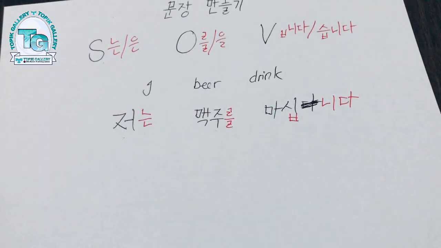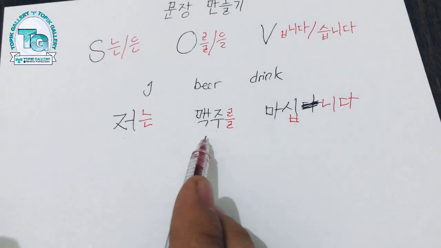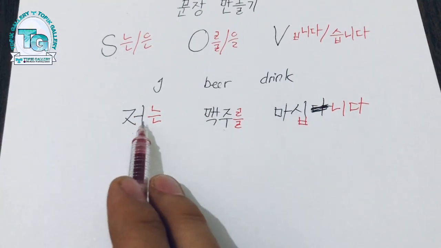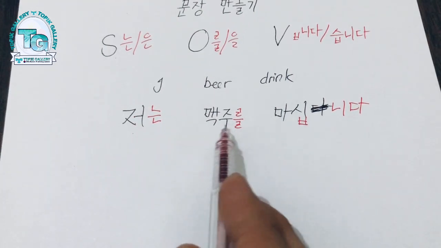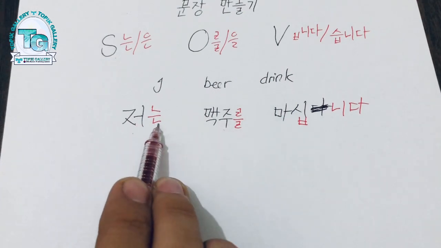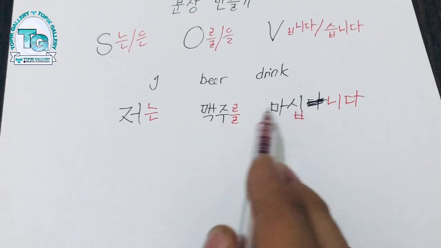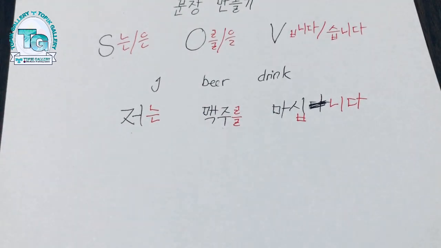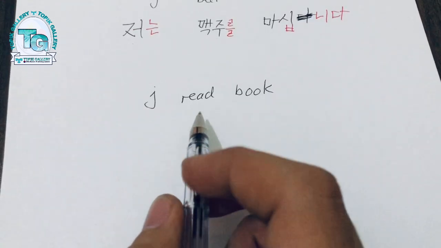And this is our complete sentence, guys. 저는 맥주를 마십니다. So, I drink beer. In Tagalog, "Umiinom ako ng beer." So that's how we say it in Tagalog. Okay, how about this one, guys?